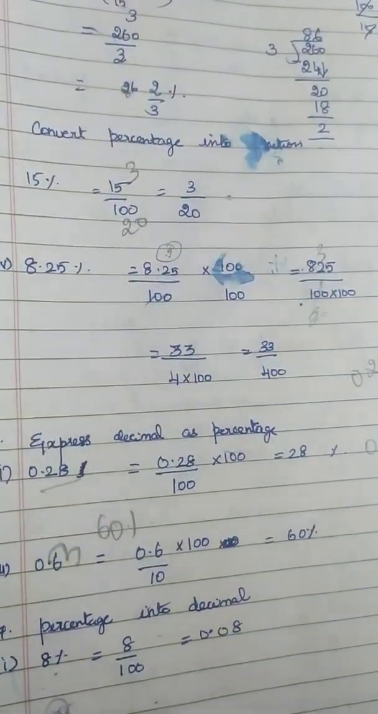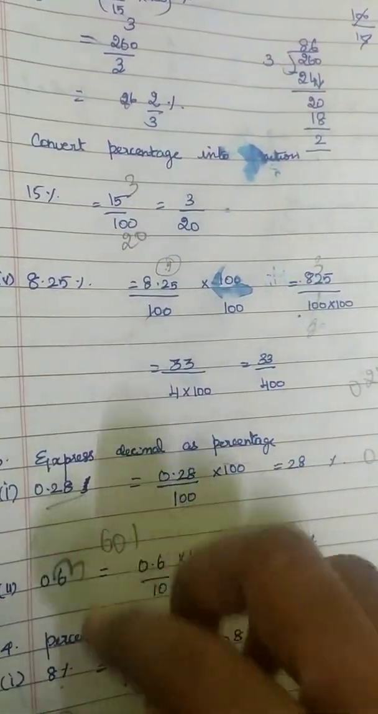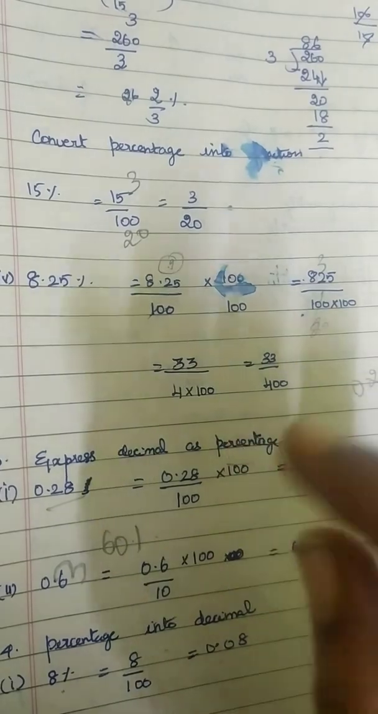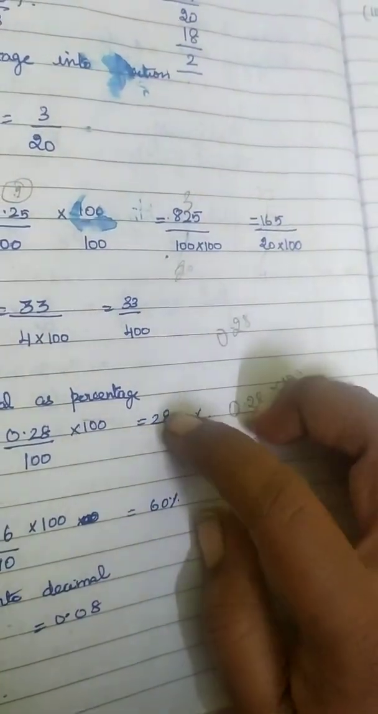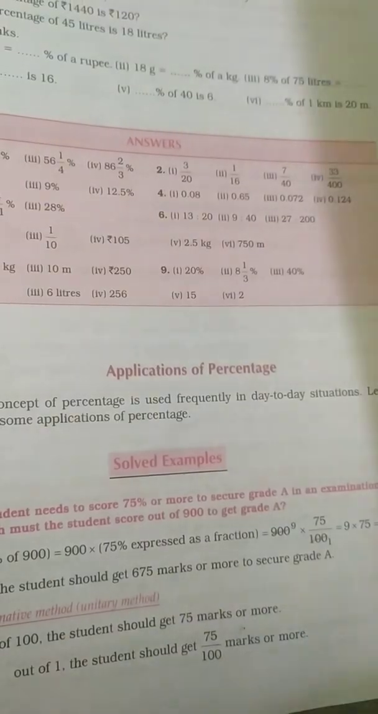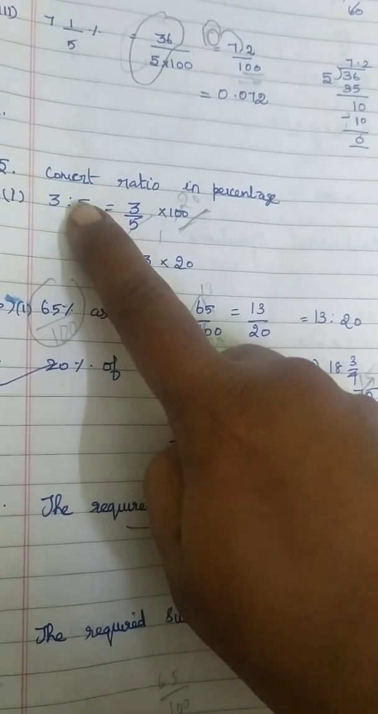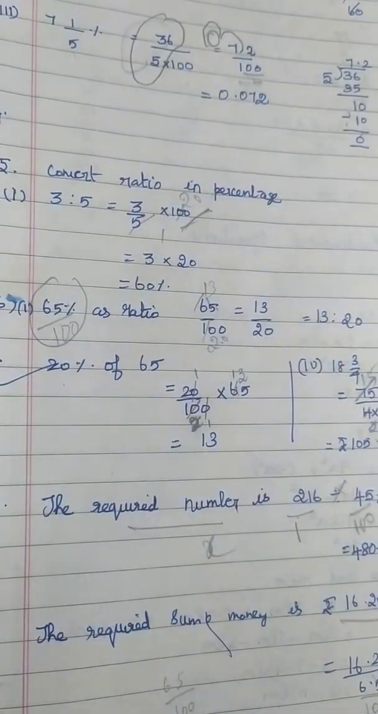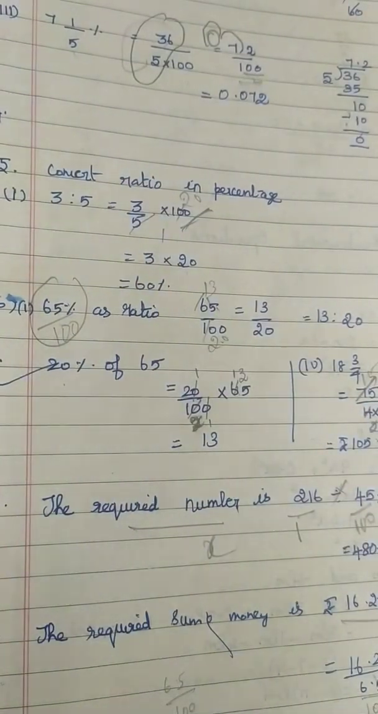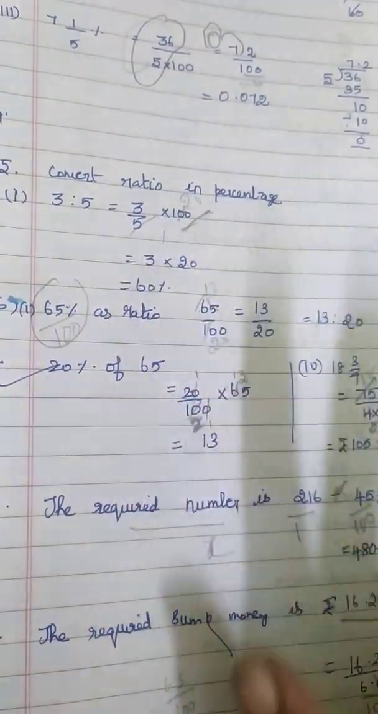0.28 is there. We are converting this decimal into a percentage. We will be shifting the decimal point 2 places. So it is 28 and you will have the denominator 100. So it is 28%. It is an easy exercise. How to convert a ratio into a percentage. 3:5 is there. So you can write this ratio as 3 by 5. Convert into a percentage. You can multiply it by 100. Then you can cancel it.